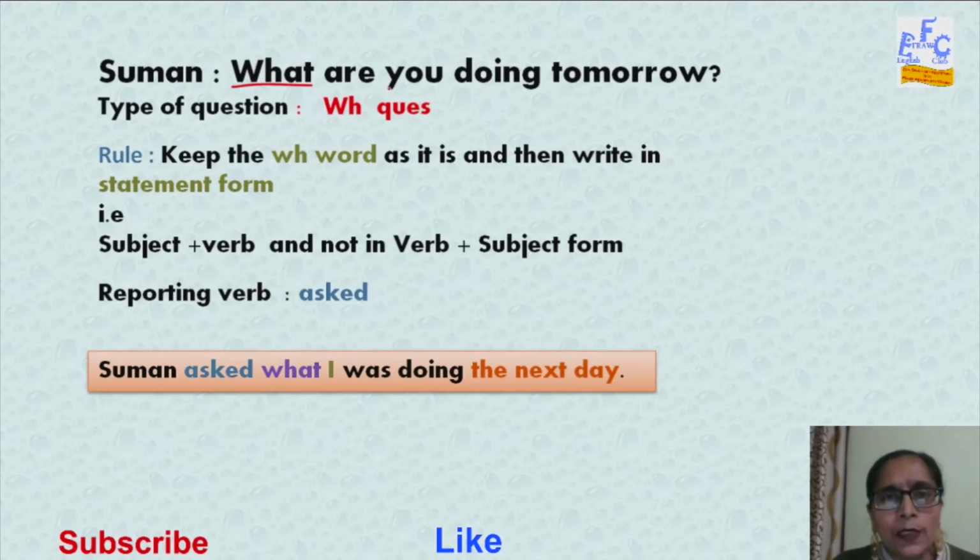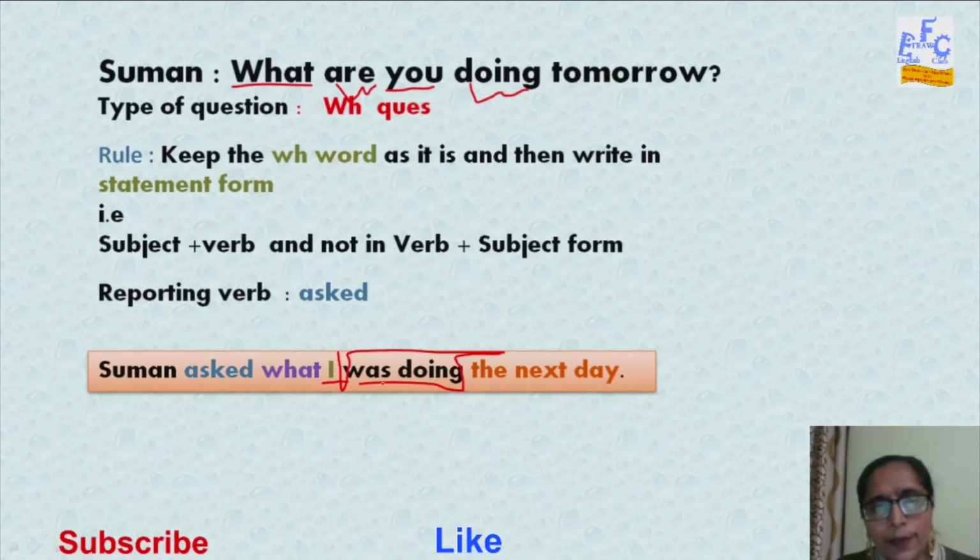So, this pronoun you is converted into I because it is going back to the speaker. So, the verb are doing is in the present continuous tense and it would be converted into past continuous tense, that is was doing. Another thing we have here is the time word, that is tomorrow. That tomorrow will be converted into the next day. So, the final answer would be Suman asked what I was doing the next day.